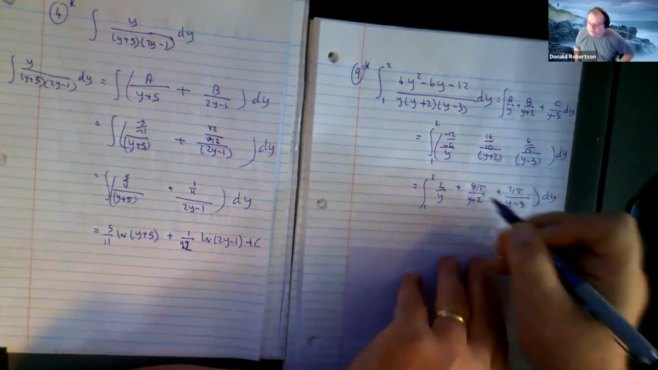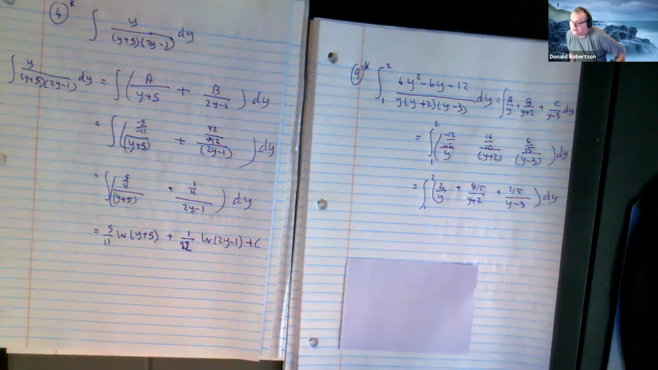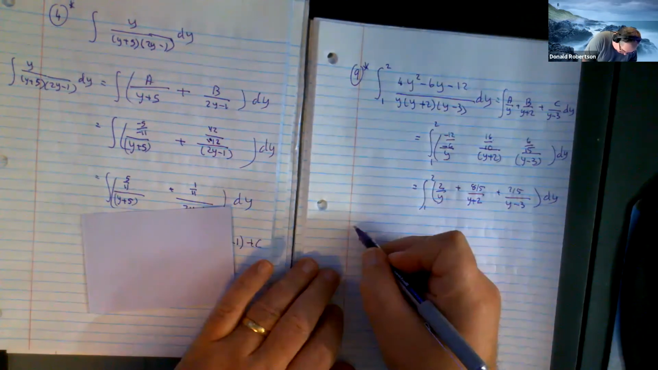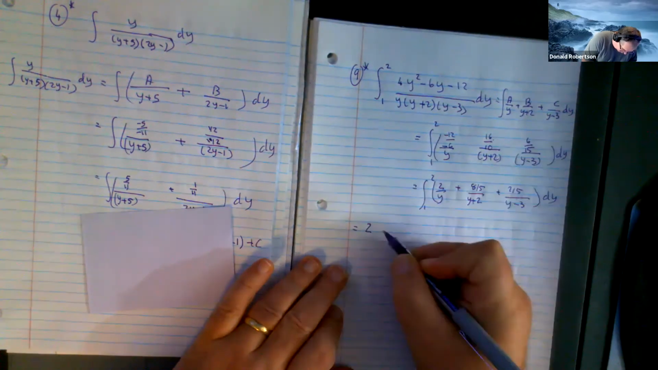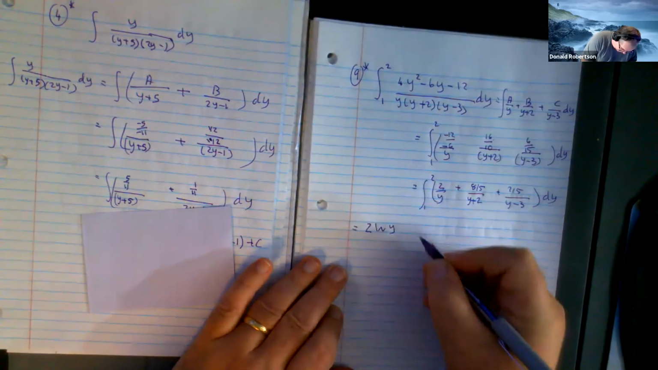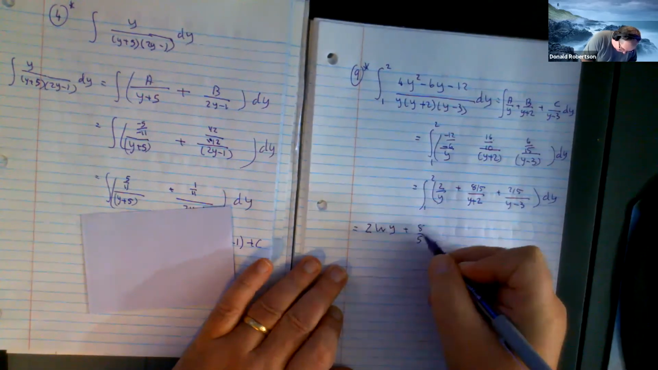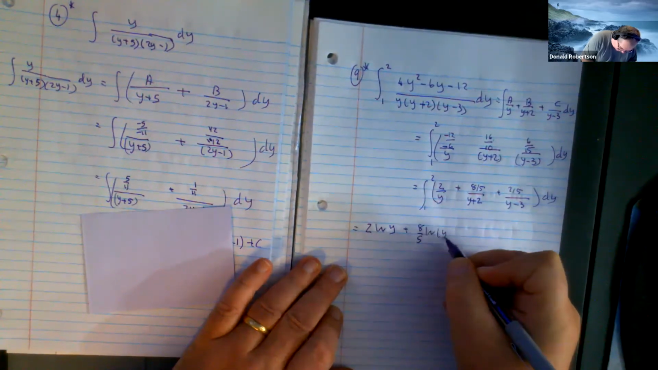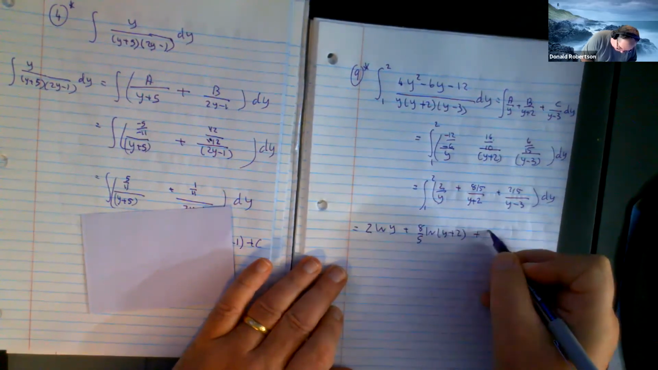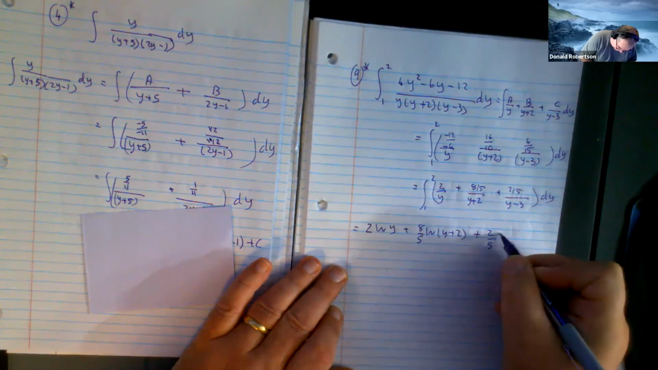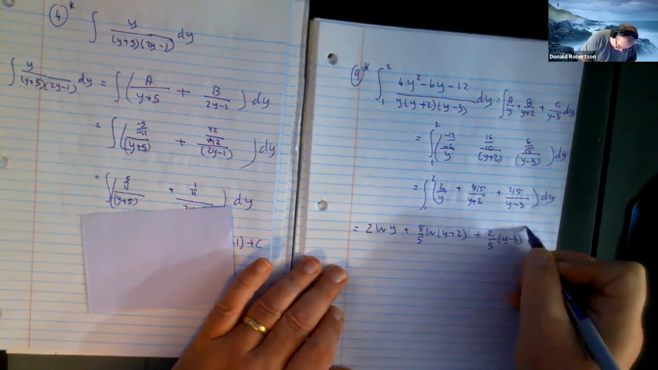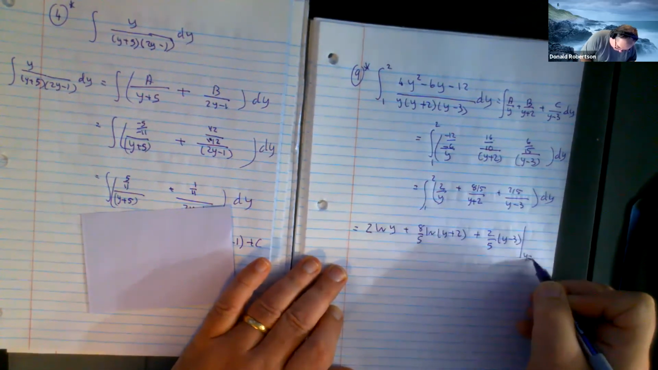As far as you can tell, did I do that correctly? Got a nod, so I'm going for it. Right, next stage is integrate the first guy, integrate the second guy, and integrate the third guy. And evaluate them at 1 and at 2.